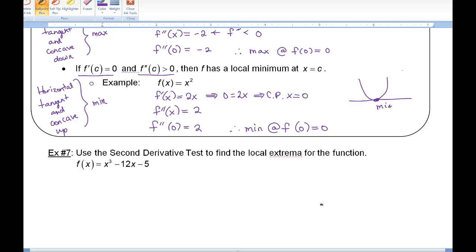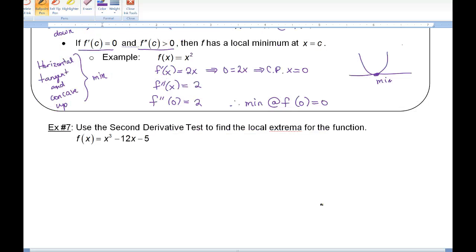So we're going to use that second derivative test to find the local extrema for this function x to the third minus 12x minus 5. Again, this is just a different method to using that first derivative and then plugging back in. This is just another way of doing things. So we'll do the first derivative. We get 3x squared minus 12. Actually, let's do the critical point. So let's set this equal to 0. I factor 3 out, and we get x squared minus 4, so that would be x plus 2, x minus 2. So I do get my critical points of -2 and +2.